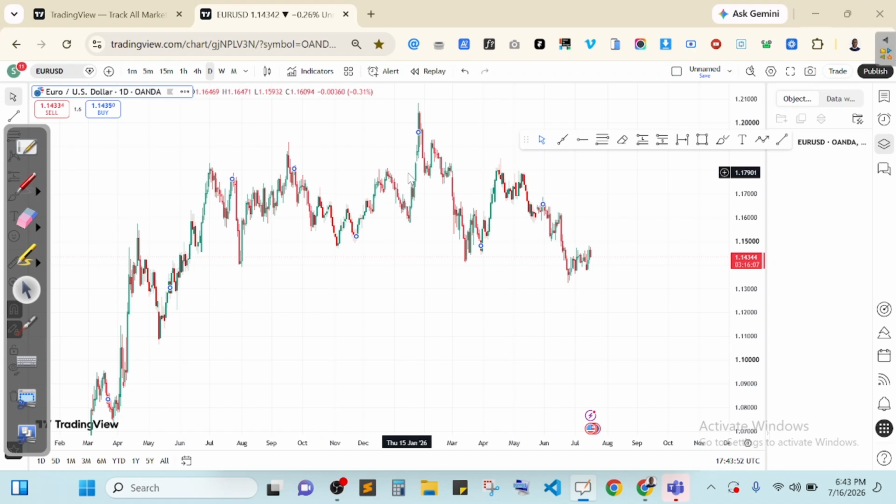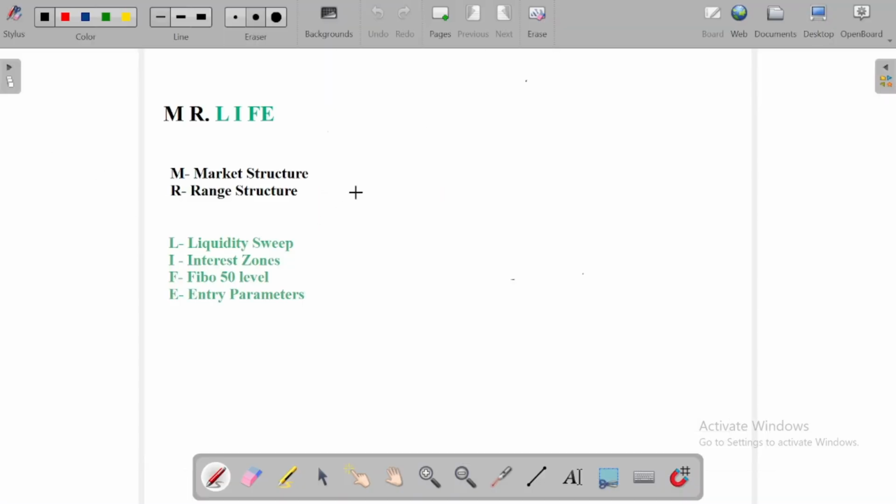So I'll be showing you how to analyze a trade using EUR/USD, and our multiple time frames are the daily time frame, 1 hour time frame, and 5 minute time frame. Our 5 minute time frame is our entry time frame, right? So let's go straight to see the formula you are going to use anytime you want to trade.